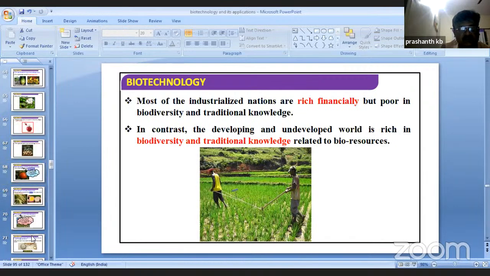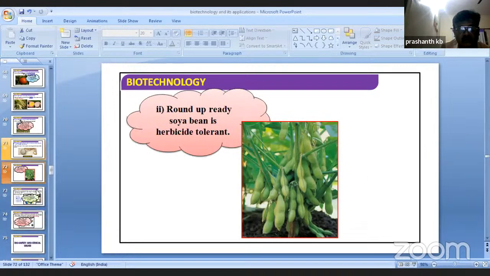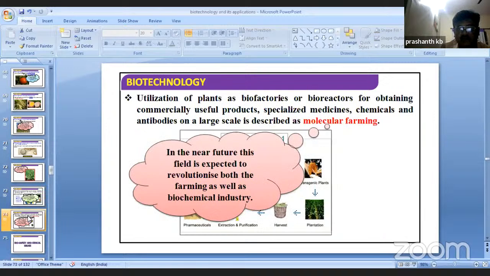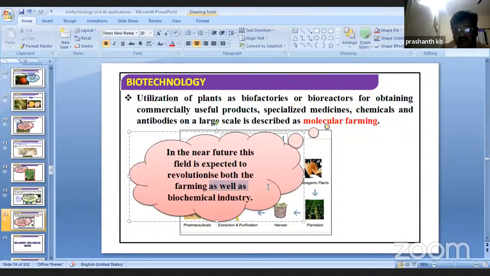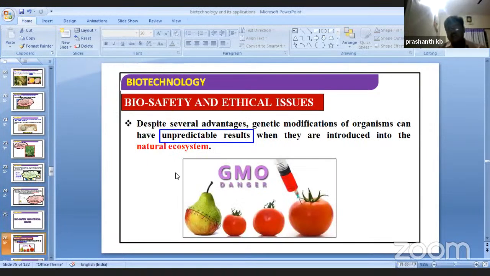Now, let us go back to the slide only. Basmati rice. These are all hybrid varieties. Now, molecular farming, pharmaceutical. Now, this one. I take this one, or I will use another new slide. I will explain about one important thing. See, transgenic animal. This is very, very important. 5 marks question.